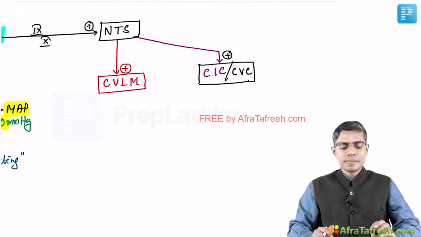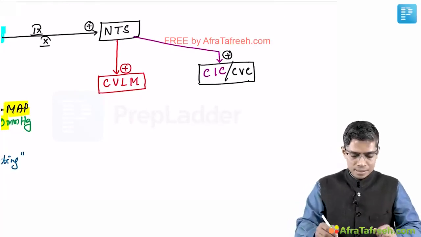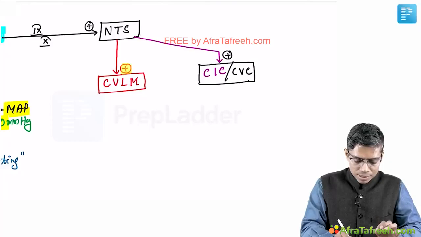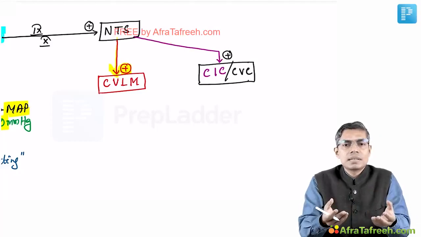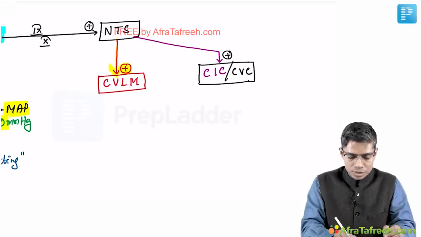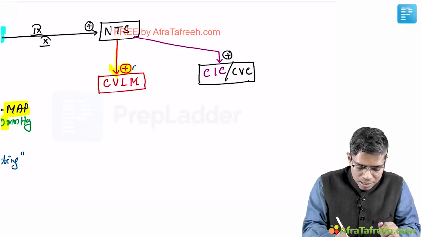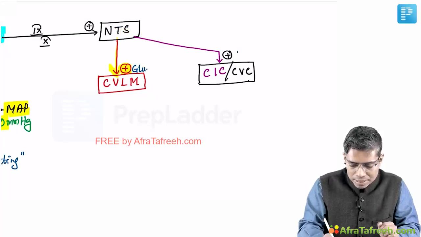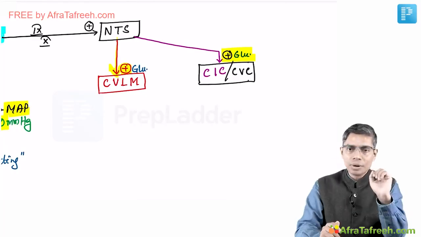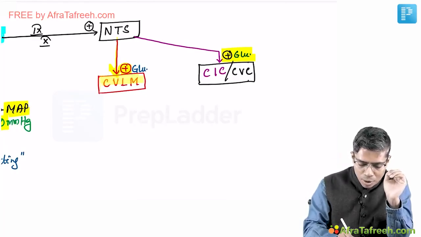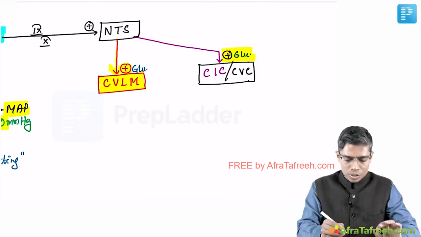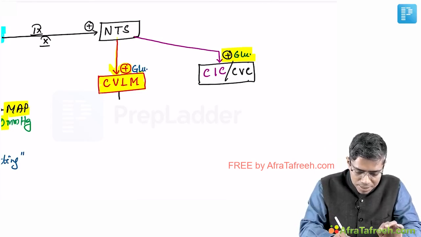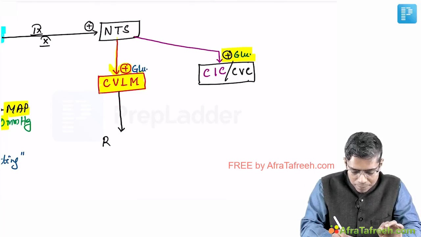Now, whenever I say stimulation, the neuron extending from this NTS to the CVLM is secreting an excitatory neurotransmitter, right? So this stimulation means there is release of an excitatory neurotransmitter here, and that is nothing but glutamate, okay? Now, the neurons located at the level of the CVLM are inhibitory neurons. So the neurons will be projecting from the CVLM up to the RVLM.